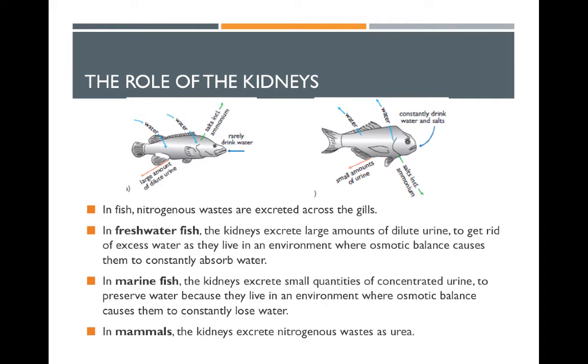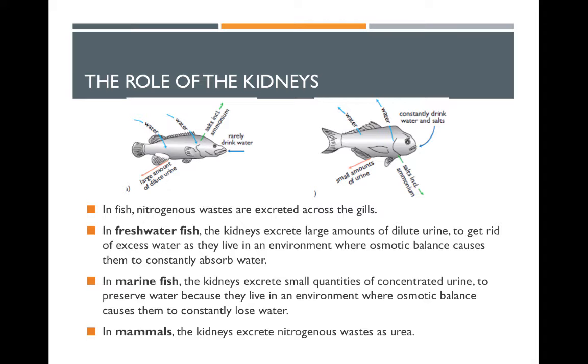In fish, nitrogenous wastes are excreted across the gills, so they don't have a bladder as such to get rid of the waste that the kidneys make. They excrete it through the gills. Freshwater fish obviously live in fresh water, so the concentration of water outside their bodies is really high. Inside their bodies, it's not as high. So water naturally moves into their bodies through osmosis.